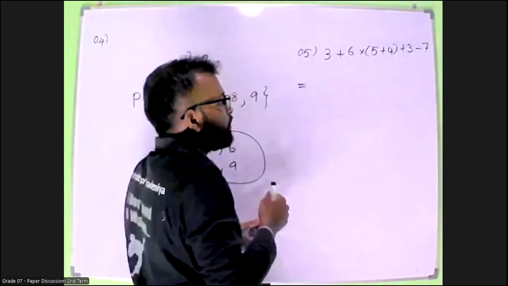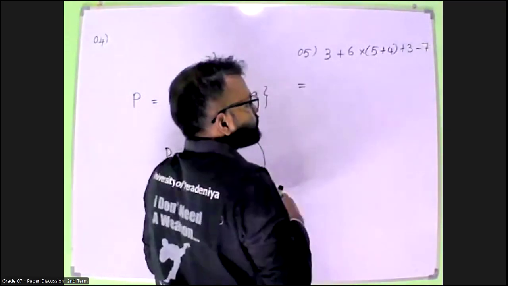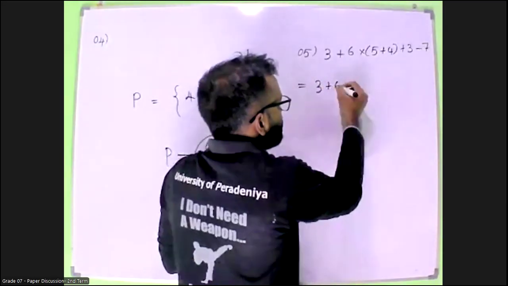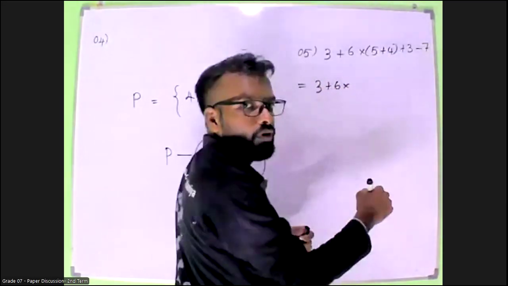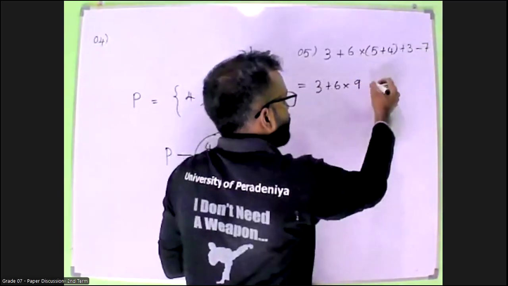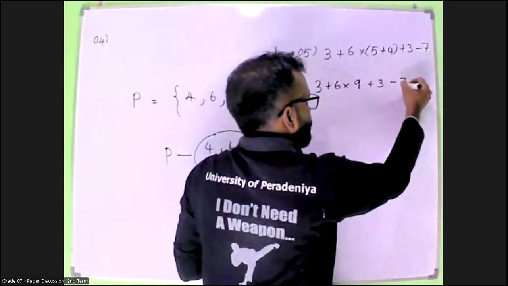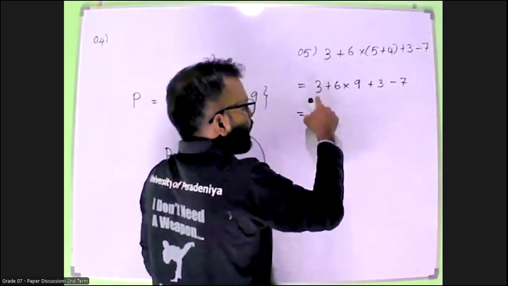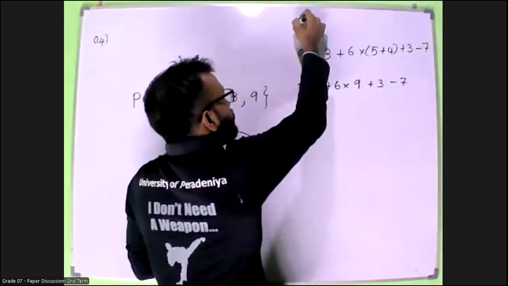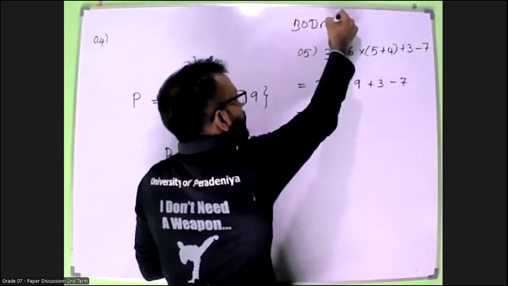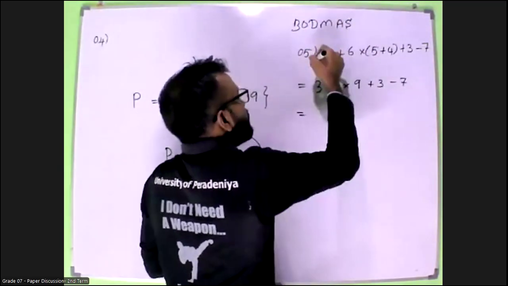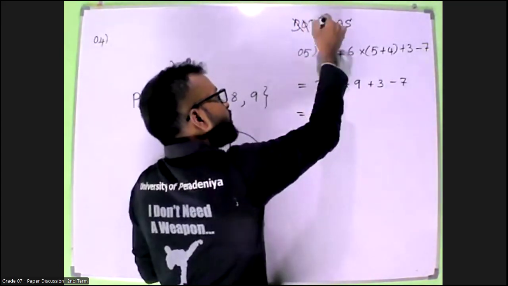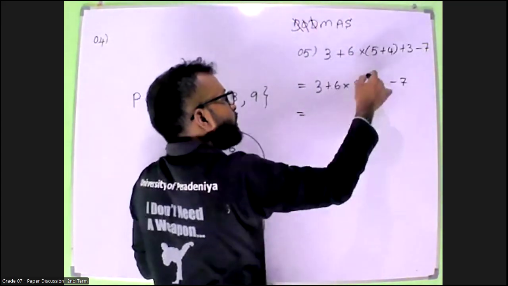So I will do, right? So I will rewrite 3 plus 6 times 5 plus 4. It is 9, okay? Plus 3 minus 7. Okay. Now, if you follow the BODMAS, right? Bracket is done. Now you cannot find of and you cannot find division.